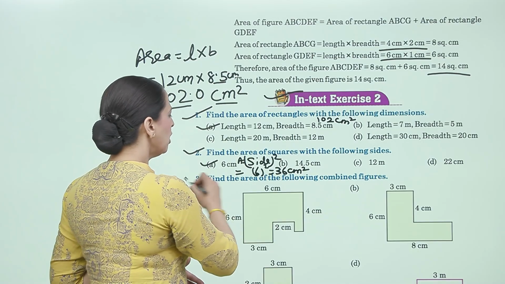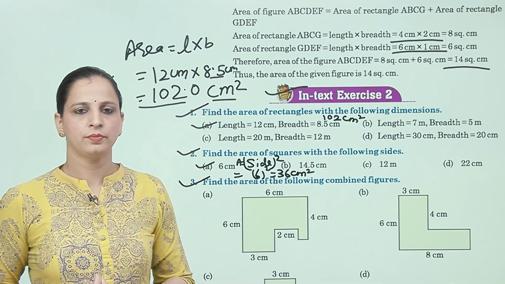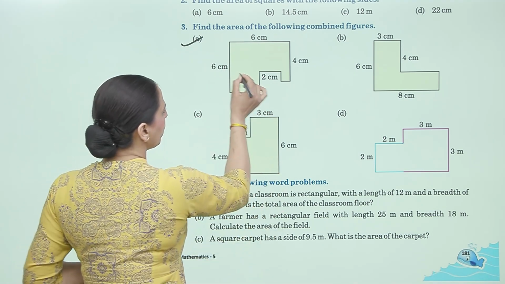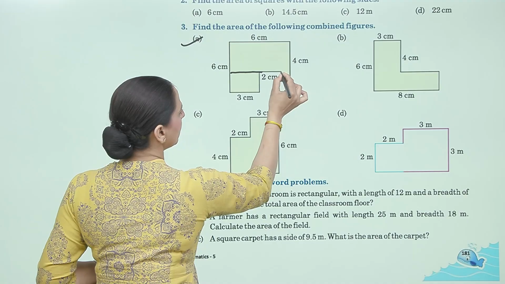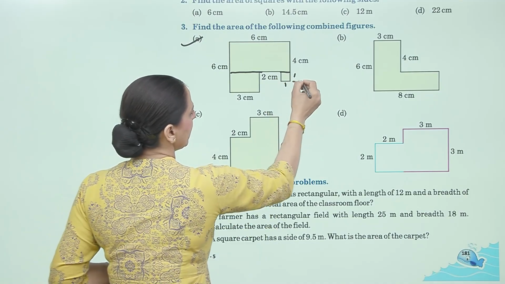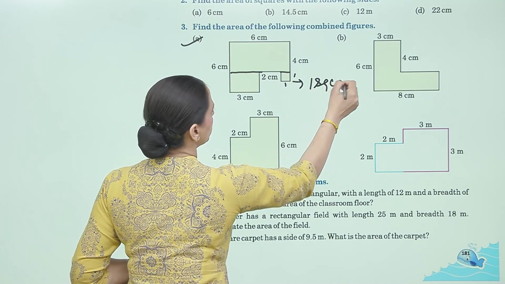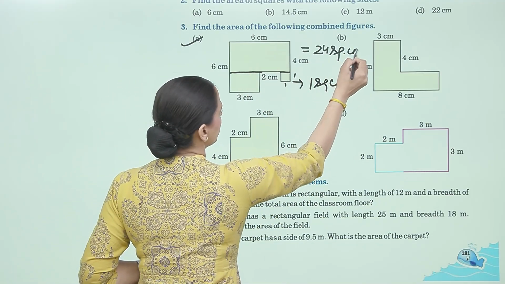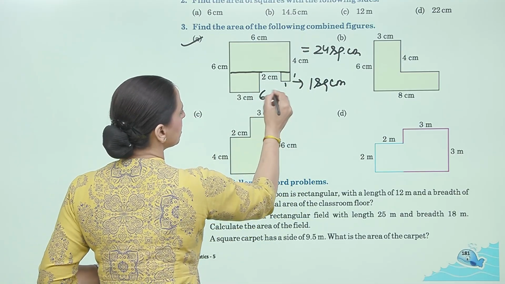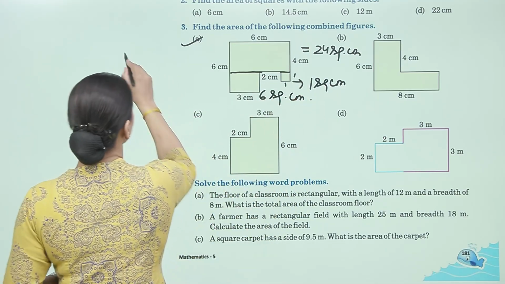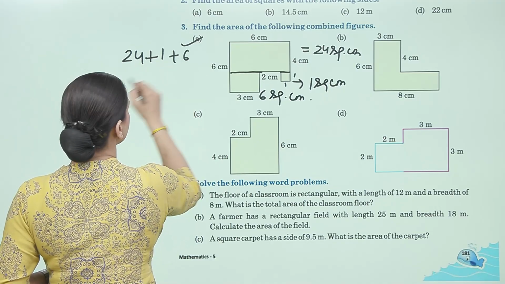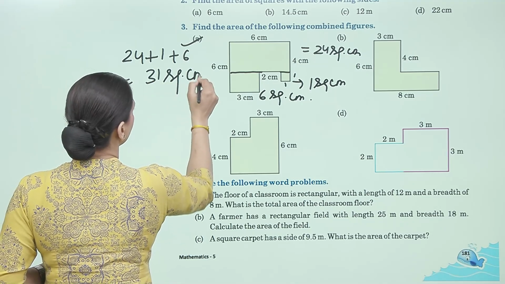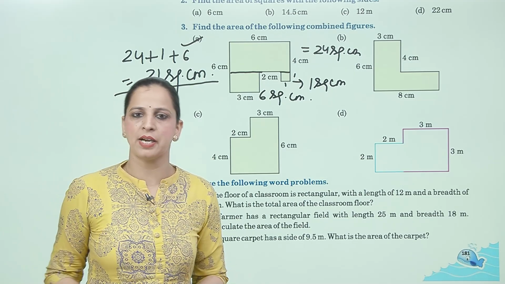नाउ नेक्स्ट क्वेश्चन नंबर 3, फाइंड द एरिया ऑफ द फॉलोइंग कंबाइंड फिगर्स. Now, A part is, we can divide it like this, this and this. It is 1 centimeter. So, its area is 1 square centimeter. And this is 6 multiplied by 4. 6 4s are 24 square centimeter. And this is 3 and 2. 3 2s are 6 square centimeter. So, total area is 24 plus 1 plus 6, that is 24 plus 1 is 25, plus 6 is 31 स्क्वायर सेंटीमीटर. तो बच्चों सेम मेथड को यूज करते हुए बाकी के पार्ट्स आप खुद ट्राई करेंगे.